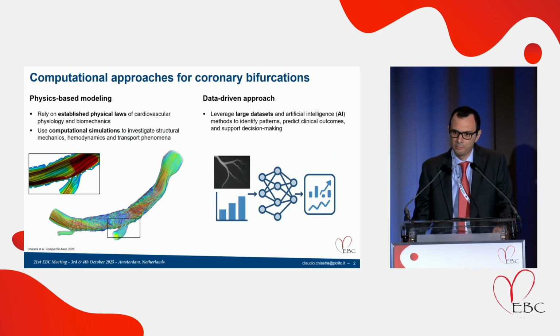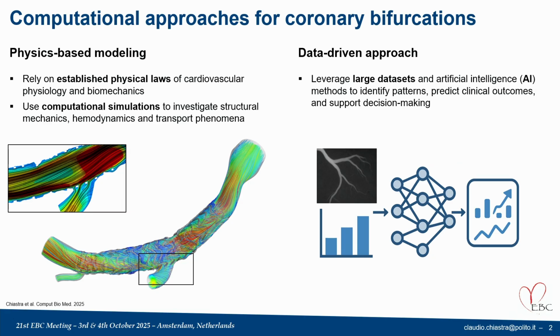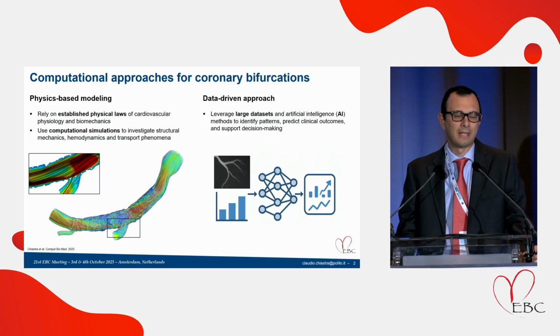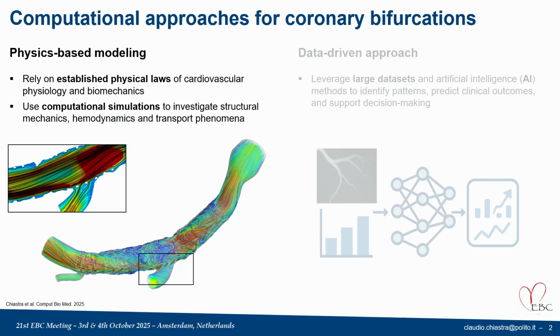There are two main computational approaches for investigating coronary bifurcations: physics-based modeling and data-driven approach. On one side, the physics-based modeling relies on established physical laws of cardiovascular physiology and biomechanics and uses computational simulations to investigate structural mechanics, hemodynamics, and transport phenomena. On the other side, on the right, the data-driven approach leverages large data sets and artificial intelligence methods to identify patterns, predict clinical outcomes, and support decision-making. And we'll start briefly discussing the physics-based modeling.